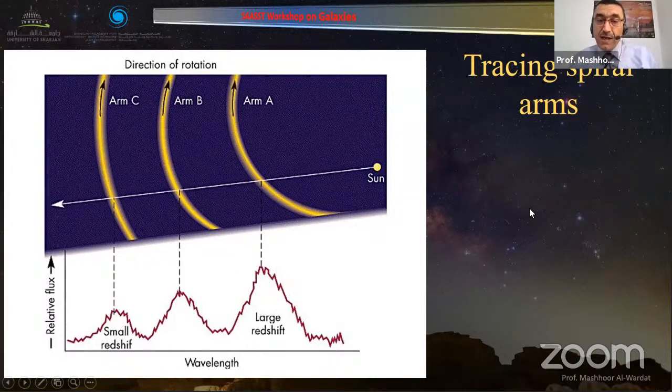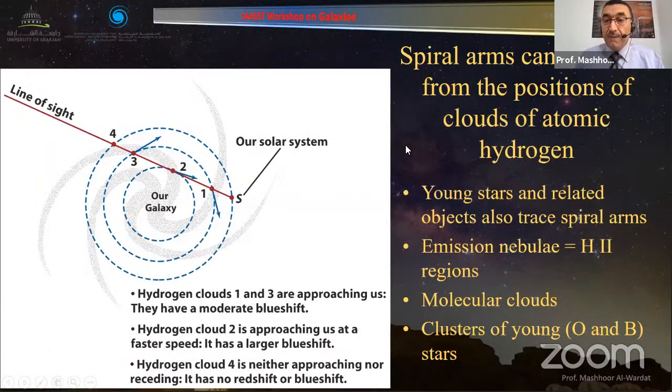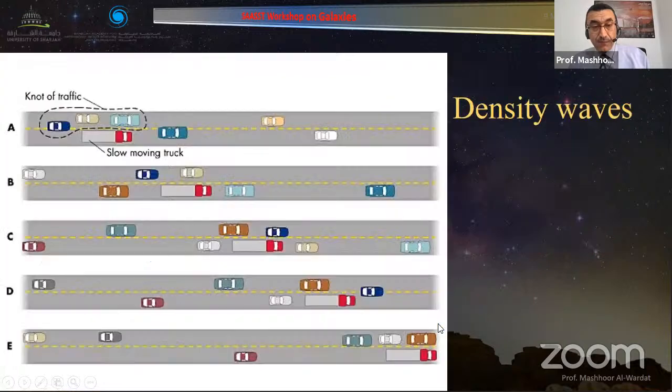What about tracing spiral arms? Why do we need it and how we do it? Let's just imagine we have arm C, arm B, arm A. We have a difference in redshift. Redshift means how fast it moves away. Spiral arms can be traced from the positions of clouds of atomic hydrogen. Young stars and related objects also trace spiral arms: emission nebulae, H II regions, molecular clouds, clusters of young O and B stars.